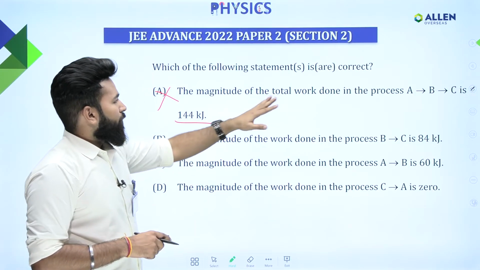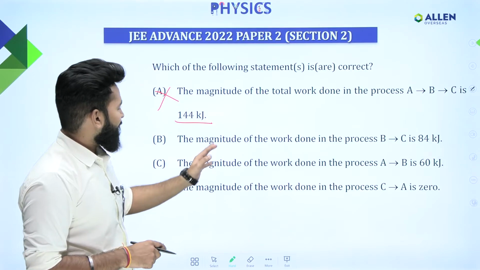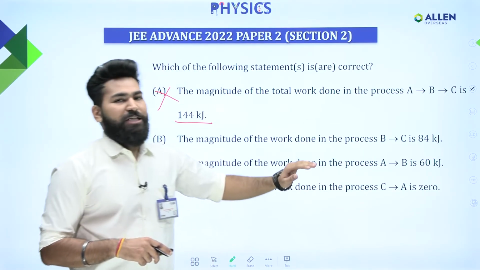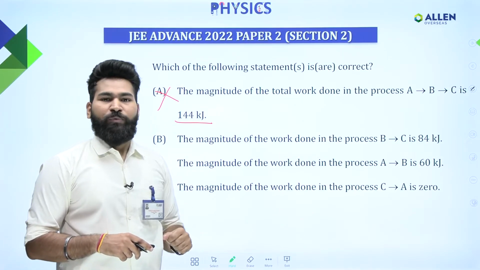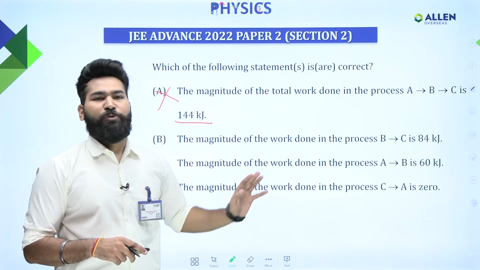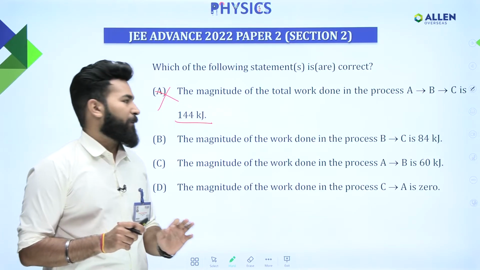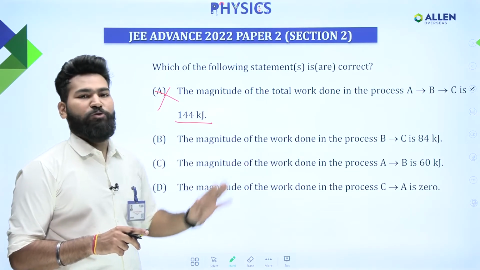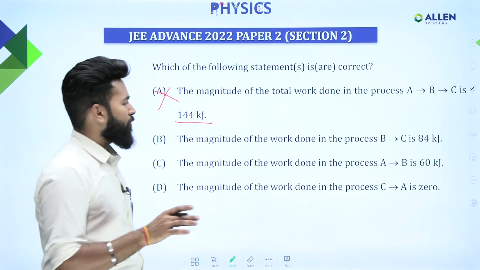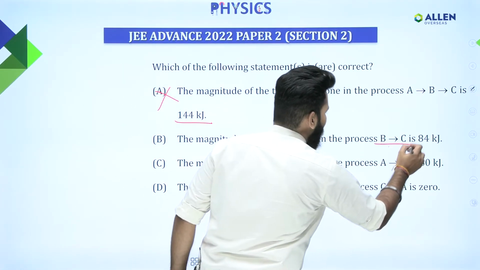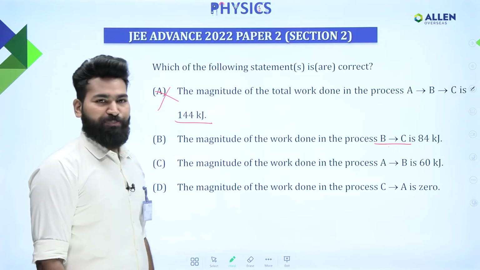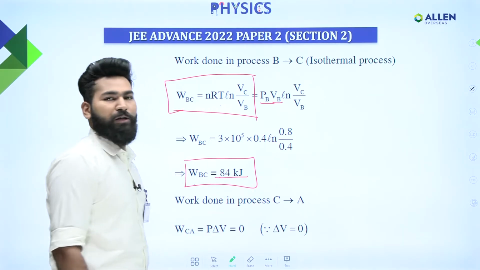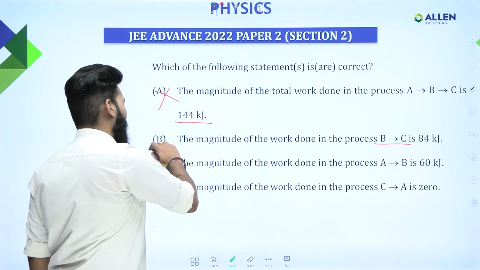Now, looking at the next option, it is saying the magnitude of the work done in the process BC and in the process AB and CA. Since we have solved option number A, we are done with all the options, although it's a multiple correct question. In the process of solving option number A, everything is solved. All other options are also solved automatically. It was asking about the work done in process B to C, and we have solved that the work done in the process BC is coming out to be 84 kilojoule. So yes, option number B is the correct answer.